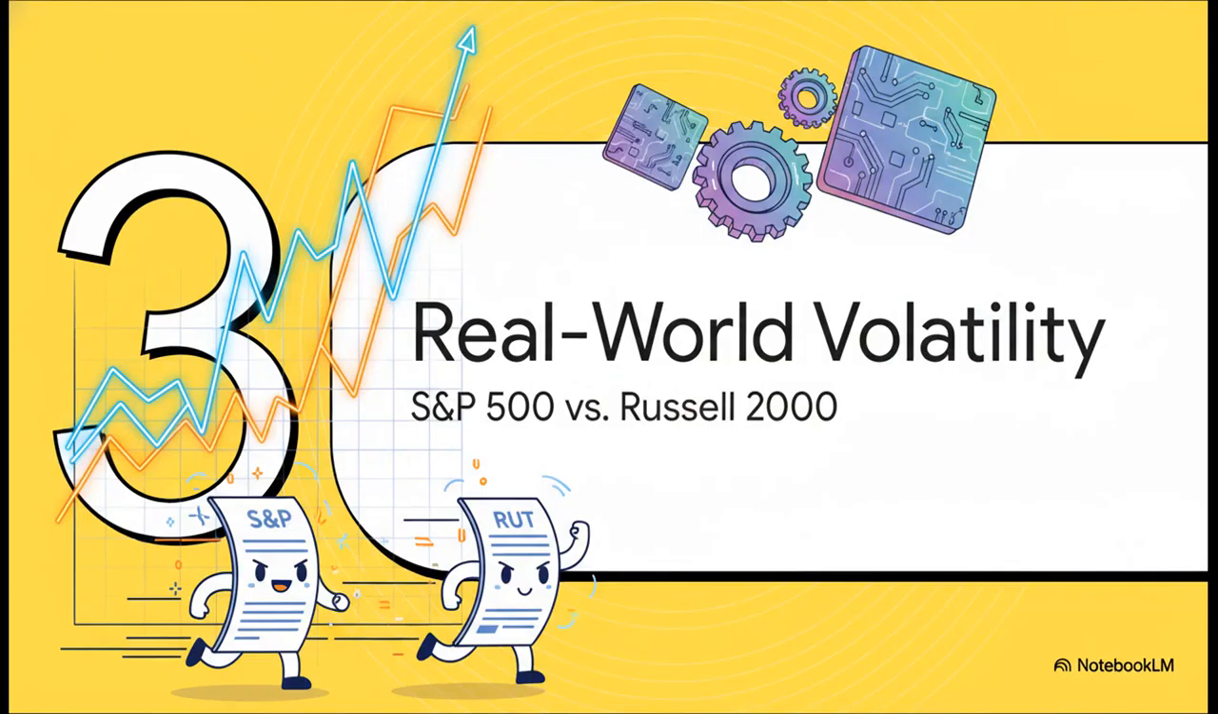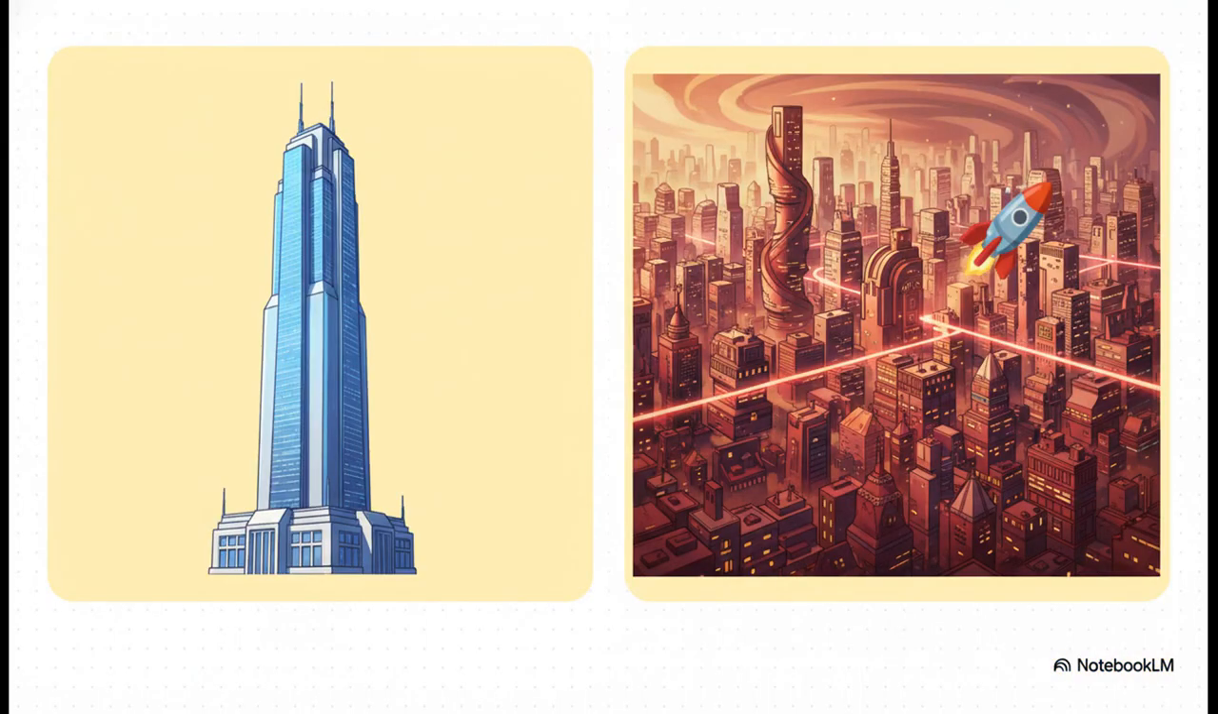Now let's take this new toolkit of ours and apply it to the real world, shall we? We're going to compare two major US stock market indices to see exactly how these ideas play out in real life. So on one side, you've got the S&P 500. This tracks 500 of the biggest, most stable, household name companies out there. And on the other side, we've got the Russell 2000. It tracks 2,000 smaller, often more unpredictable companies. So which one do you think is the riskier bet?